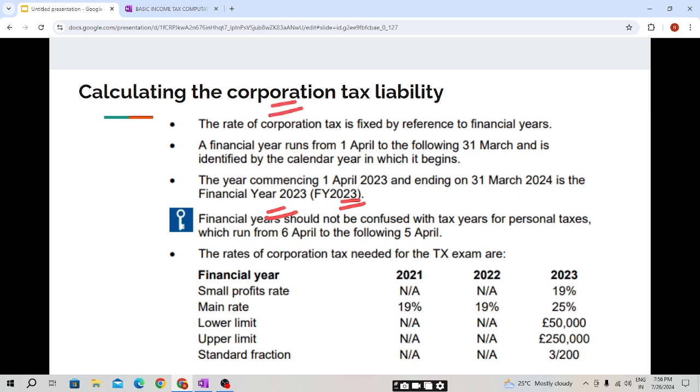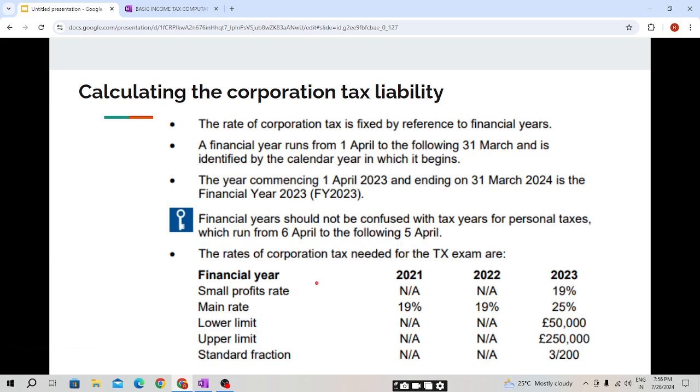But students, the corporation tax will be paid based on the accounting periods, the taxable total profits of the accounting period. But to select the rate of tax, we need to calculate the augmented profit and compare with the statutory limit. Financial years should not be confused with tax years for personal taxes, which run from 6th April to 5th April. This is totally different. Please do not confuse between these two points, the financial year and the tax year for the individual.